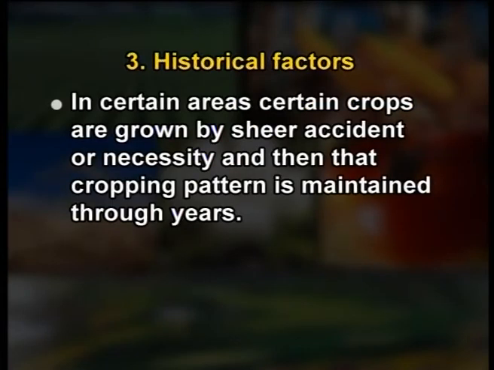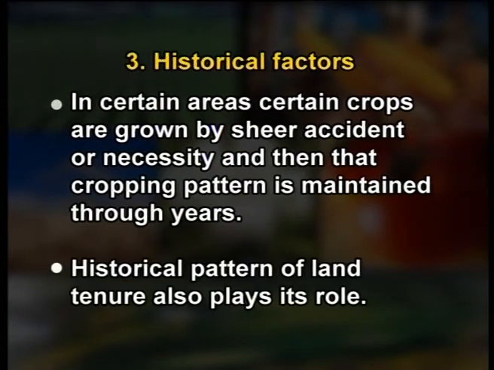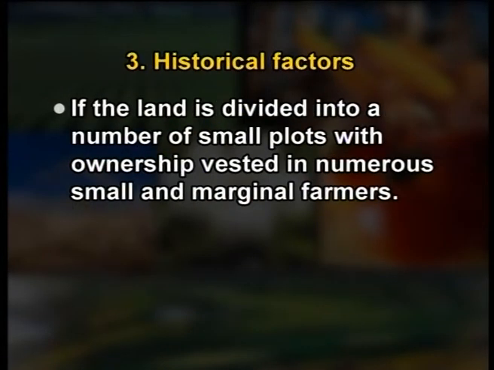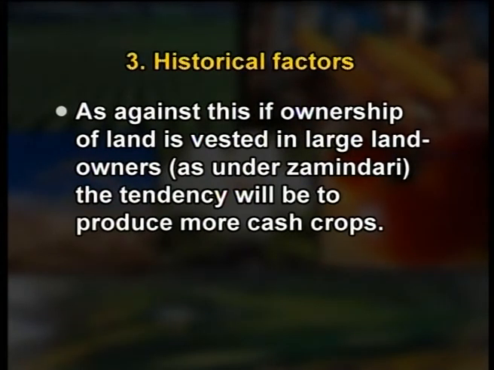Third is the historical factors. In certain areas, certain crops are grown by sheer accident or necessity, and then that cropping pattern is maintained through the years. The historical pattern of land tenure also plays a role. If the land is divided into a number of small plots with ownership vested in numerous small and marginal farmers, the pattern differs; as against this, if ownership of land is vested in large landowners as under zamindari, the tendency will be to produce more cash crops.